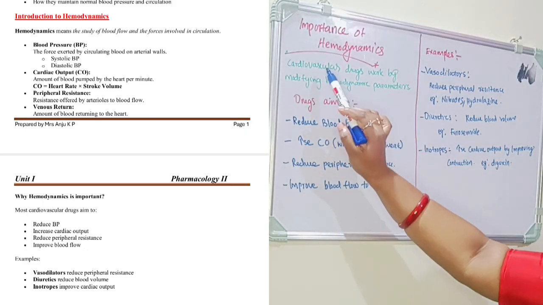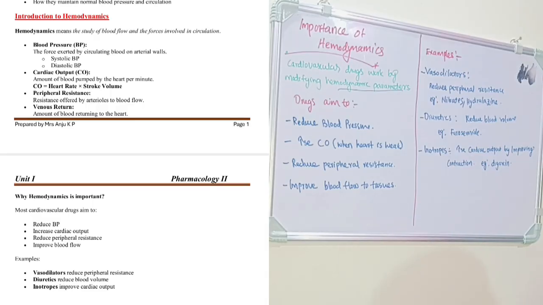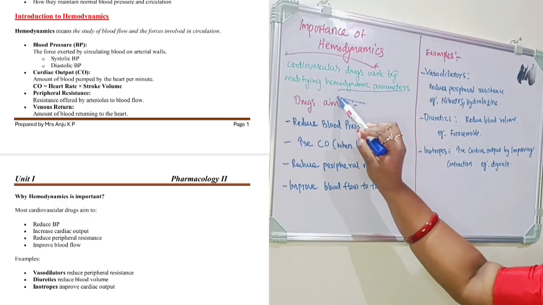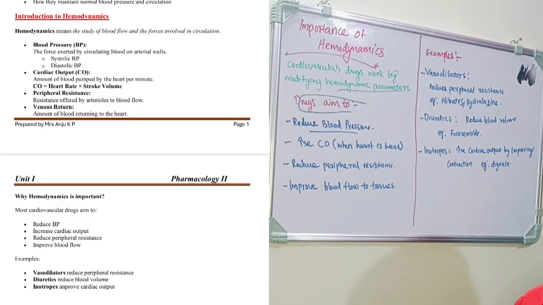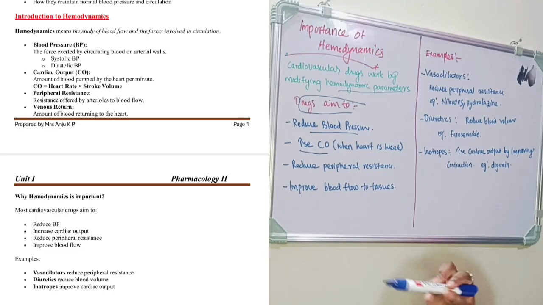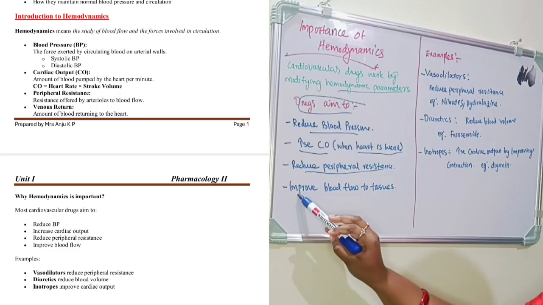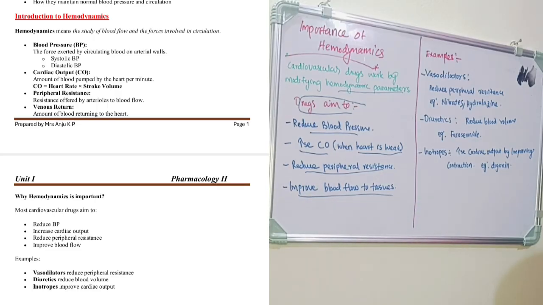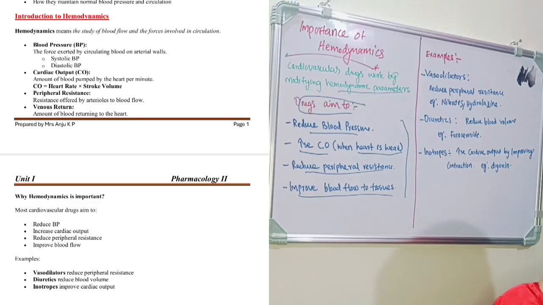Okay, so the cardiovascular drugs work by modifying hemodynamic parameters. Hemodynamic parameters we have seen now, right? So the cardiovascular drugs aim to reduce the blood pressure, as well as increase the cardiac output when the heart is weak, reduce peripheral resistance and improve blood flow to the tissue. So when these conditions are there, we will prefer the cardiac medicines.